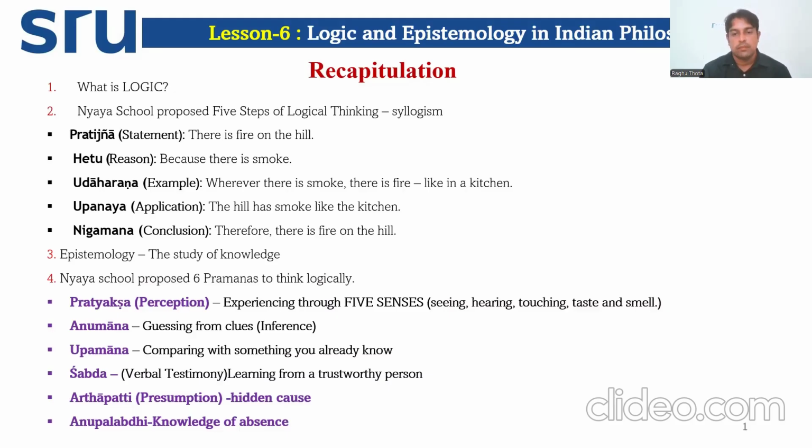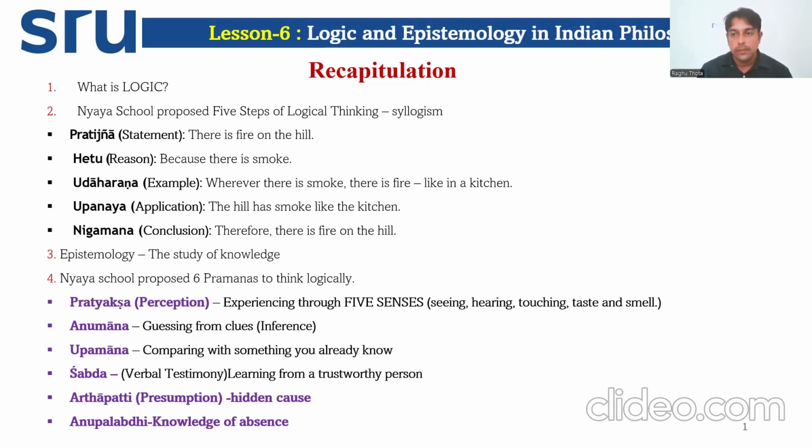If there is a crime, you can come to the conclusion or find the truth based on what you see, what you hear, what you touch, what you taste, and what you smell. So this is one way of coming to logical thinking, or one way of identifying the truth behind it. And the next one is anumana. If something has happened, you need to look for clues, inferences.